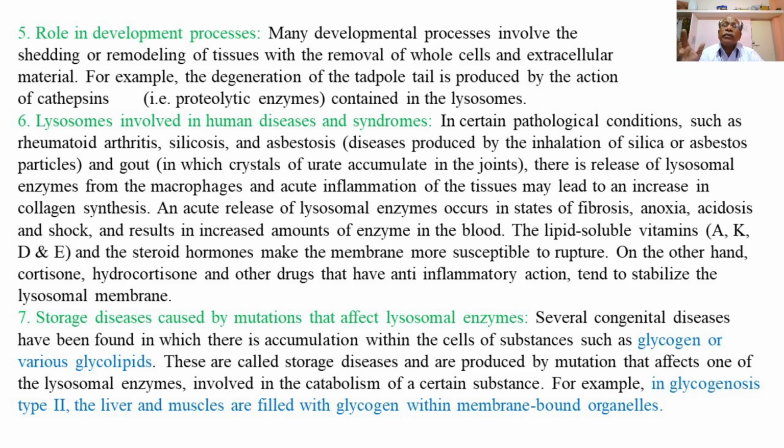The liver cells or the muscle cells are filled up with glycogen within membrane-bound organelles. So, in a storage disease such as glycogenosis type 2, there is a storage of glycogen in membrane-bound structures in the cell. This is caused by the absence of the lysosomal enzyme alpha glycosidase, which is not produced due to the mutation in the lysosome, and this results in the formation of membrane-bound organelles enclosing glycogen in the liver and the muscles of the person suffering from this storage disease.